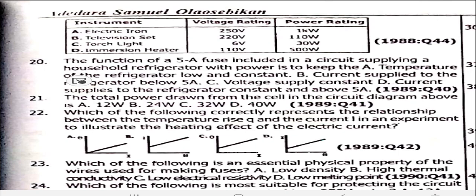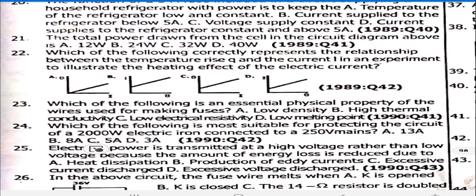If it is higher than the predetermined value of the fuse, it's going to melt. 22. Which of the following correctly represents the relationship between the temperature rise Q and current I in an experiment to illustrate the heating effect of the electric current? No option here.